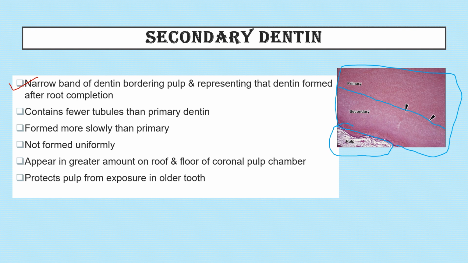It contains fewer tubules than the primary dentin, and it is formed more slowly than the primary, not formed uniformly. It appears in greater amount on the roof and floor of the coronal pulp chamber, and protects the pulp from exposure in the older tooth. So it has a regenerative property, you can say.